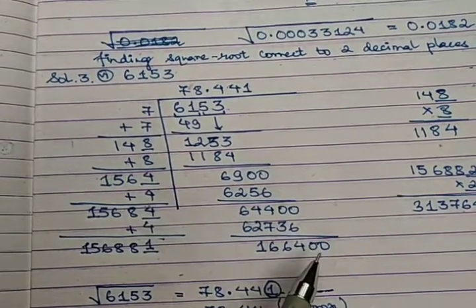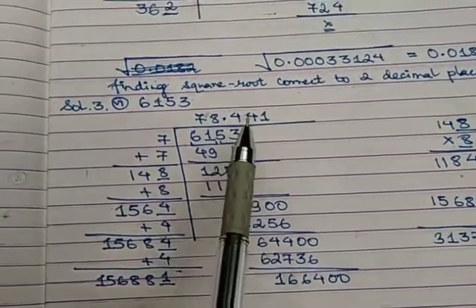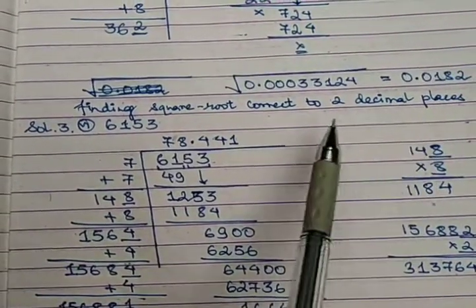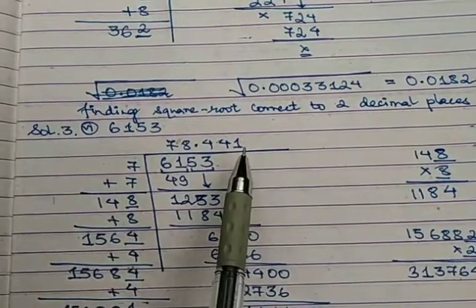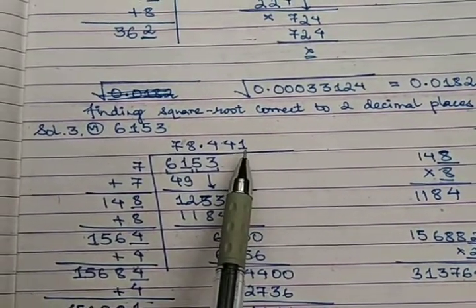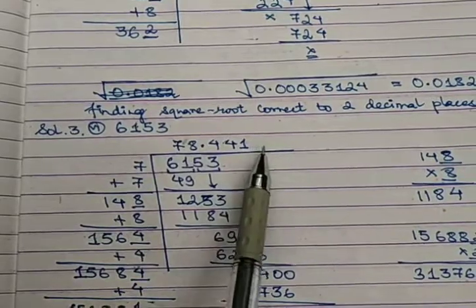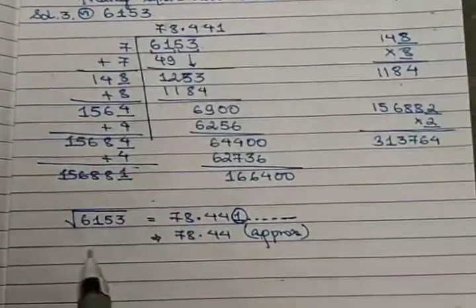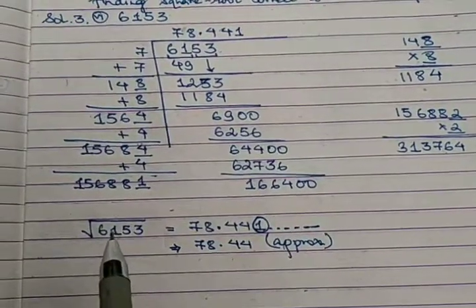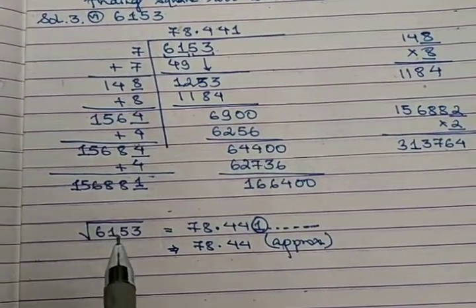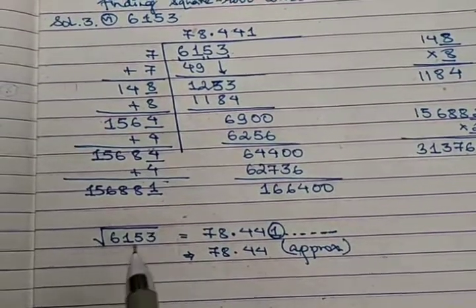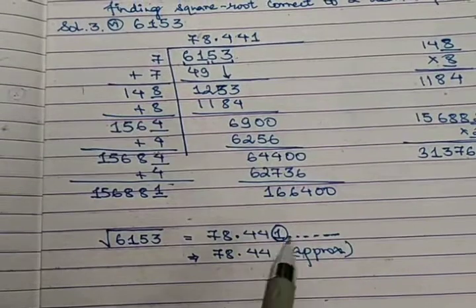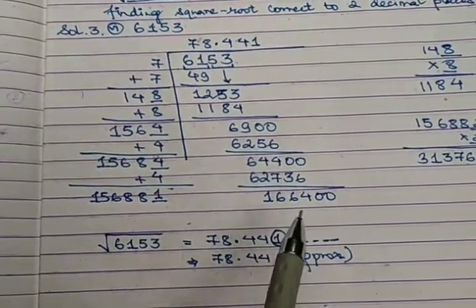I won't go further beyond this, because what I needed was my answer to be correct to 2 decimal places. Remember, correct to 2 decimal places. For that, as I said, we need to look at the third digit as well. Since I've already got the third digit, there is no need to go further. So the way of writing your answer is, since we need it correct to 2 decimal places, square root of 6153 equals 78.441, and it will continue to go on.